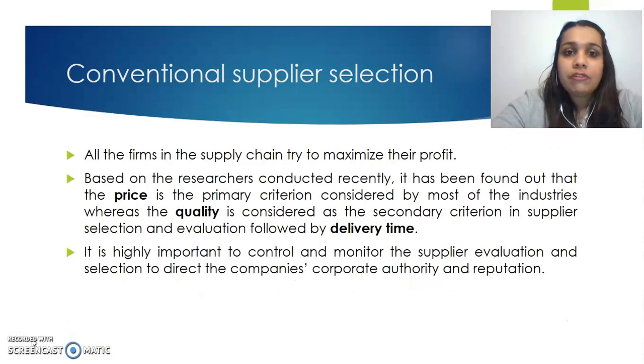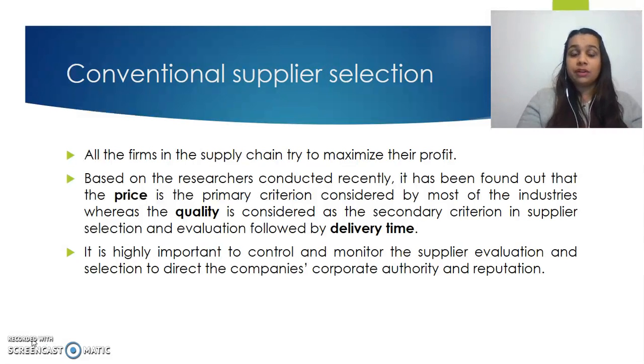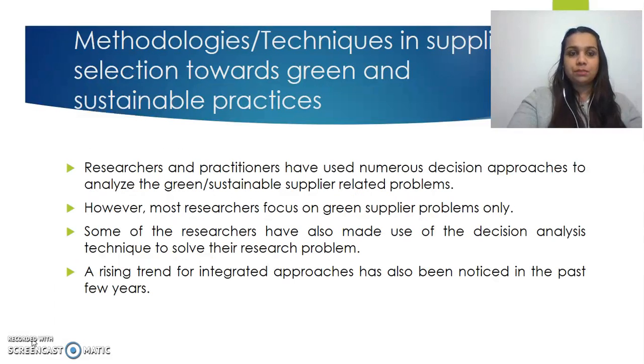So, conventional supplier selection. How does the conventional supplier selection work? Well, it is very evident that all the firms in supply chains try to maximize their profit. Based on recent research, it has been found that price is the primary criterion considered by most of the industries, whereas quality is the second one, followed by the delivery time. Therefore, it is highly important to control and monitor the supplier evaluation and selection to direct the company's corporate authority and reputation.